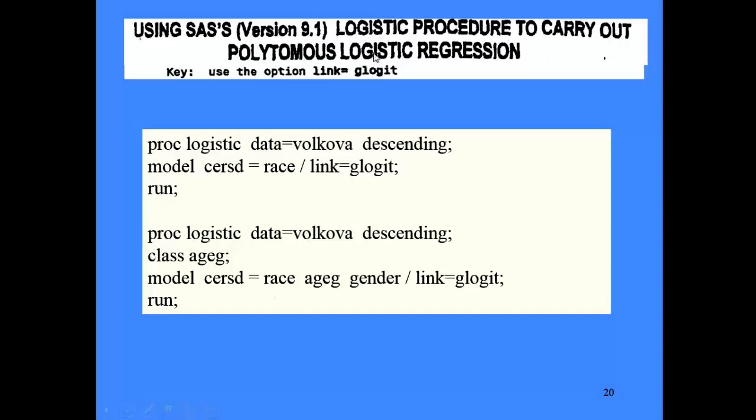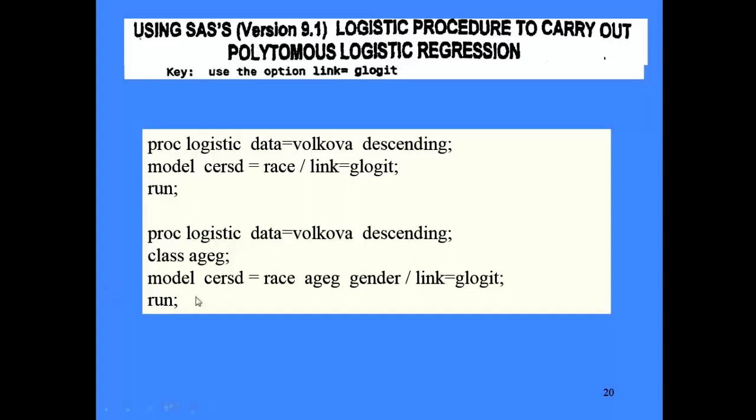What's the difference between what's here and what's here? The difference now is I'm now controlling for age and gender. You notice I've got age G, but you see this statement, class age G? What have I done here? There's a variable called age group, age G. It takes on 8 values, but I've defined it as a class variable. So what is it doing? It's defining 7 dummy variables.